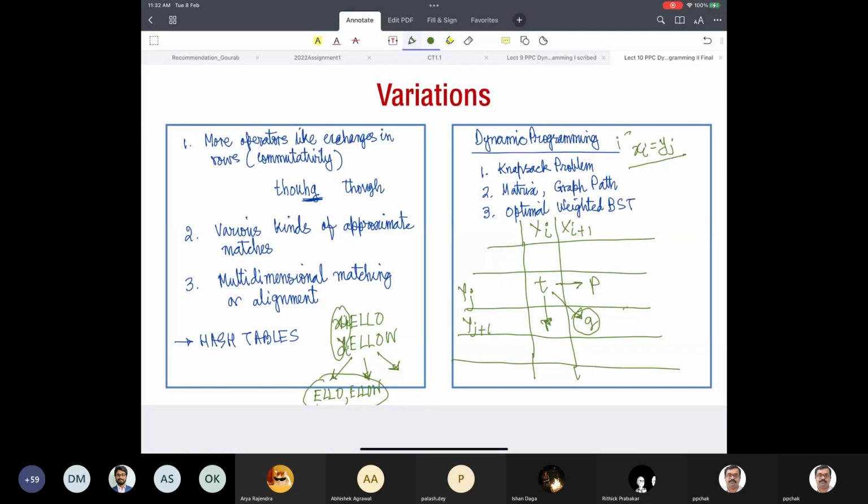If xi is equal to yj, then t is equal to q plus 1. Whatever is the value of q, t will be that plus 1. And if xi is not equal to yj, then t will be max of r and p. Has others understood?